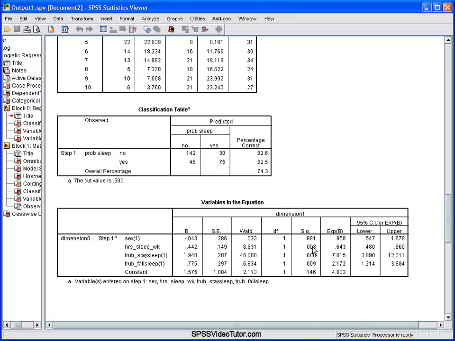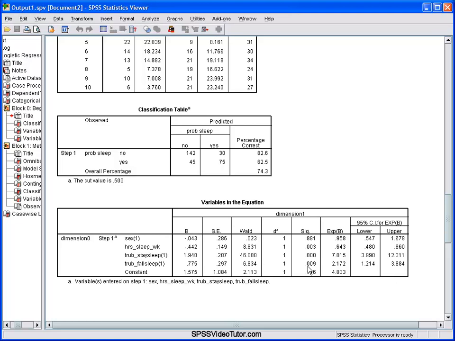Okay? If this is less than 0.05, then that means that the independent or predictor variable makes a significant contribution to the model. So we see that hours of sleep per week, trouble staying asleep, and trouble falling asleep all make a significant contribution to the model.